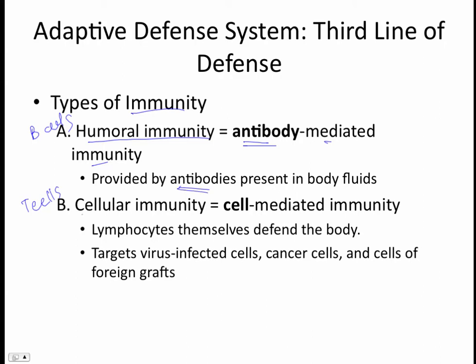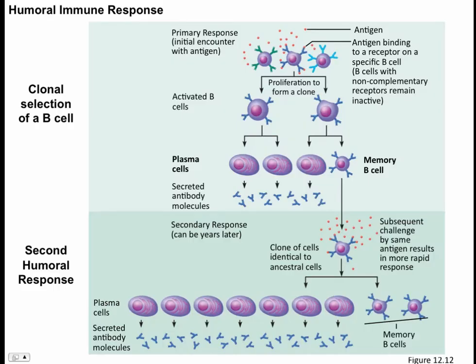And we also have cellular immunity, which deals with our T cells. Because this is cell mediated, T cells have to come into contact with those antigens. We can target virus-infected cells, cancer cells, cells that are donated to us, so anything that's considered foreign. So let's start off by looking at this humoral immunity, and this deals with those B cells. And those B lymphocytes will always bind to specific antigens.